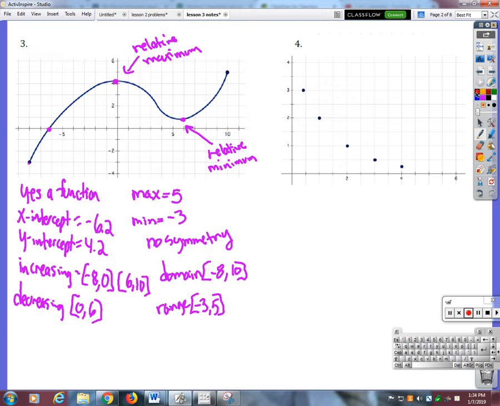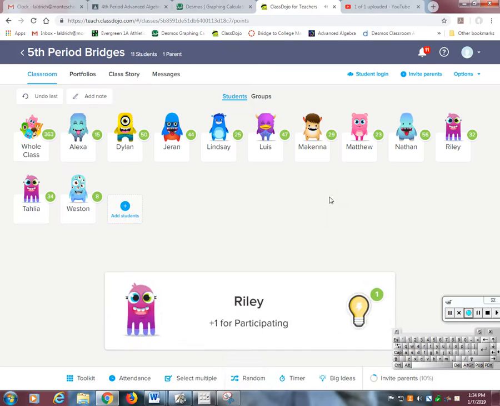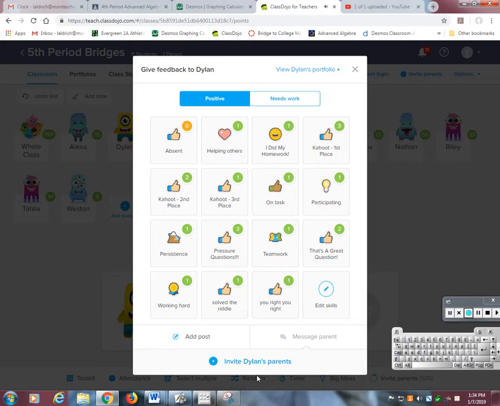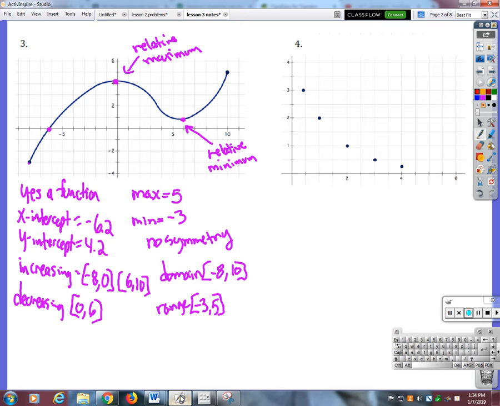This one only has 1, 2, 3, 4, 5 points. So that's kind of weird. No, because I need to be changing the graph. Okay, so the first question is, is it a function? Yes, it's a function.